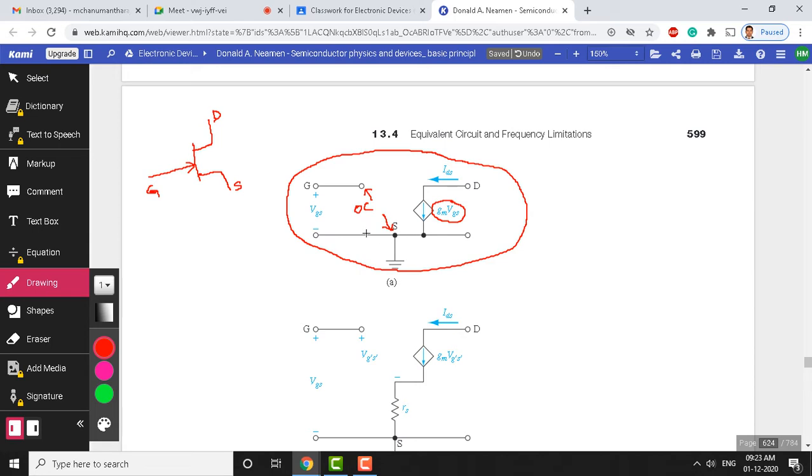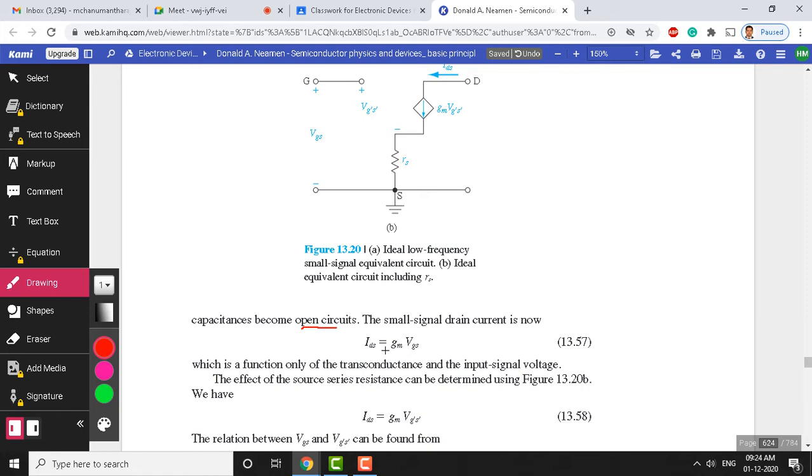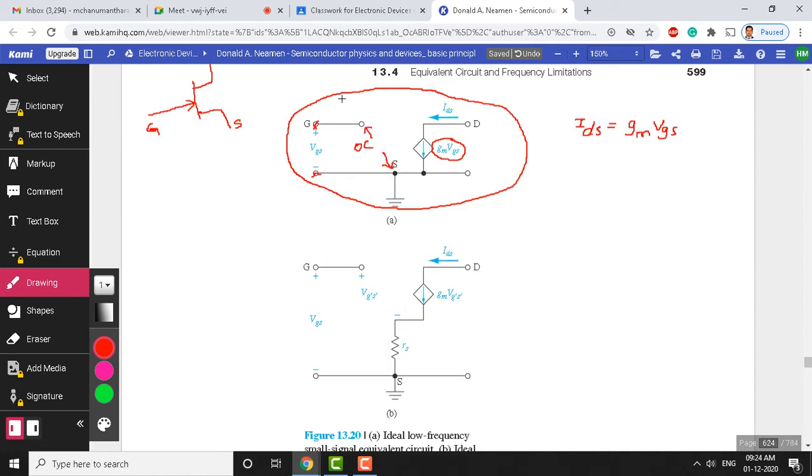Gm is the transconductance and Vgs is the voltage applied between these two terminals. So this IDS will be equal to Gm times Vgs. That's what is shown here. The small signal drain current is given by this. From this model, the current flowing between the drain and source is nothing but Gm times Vgs.